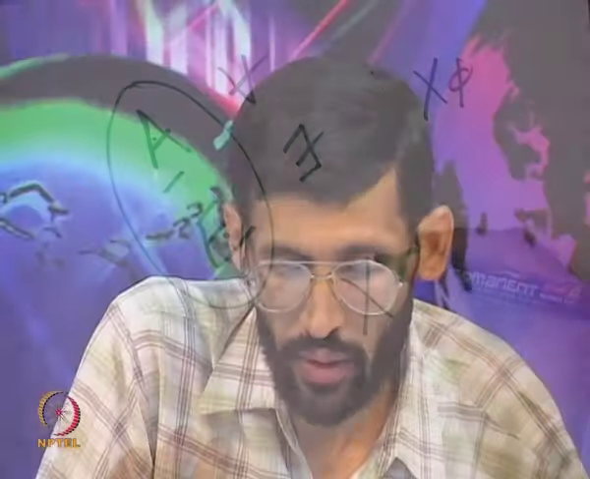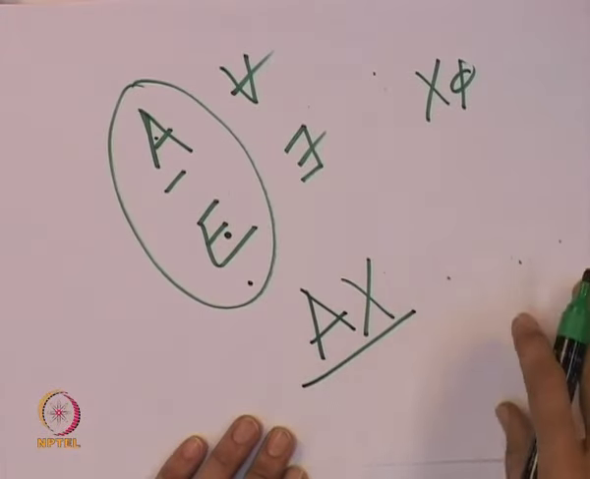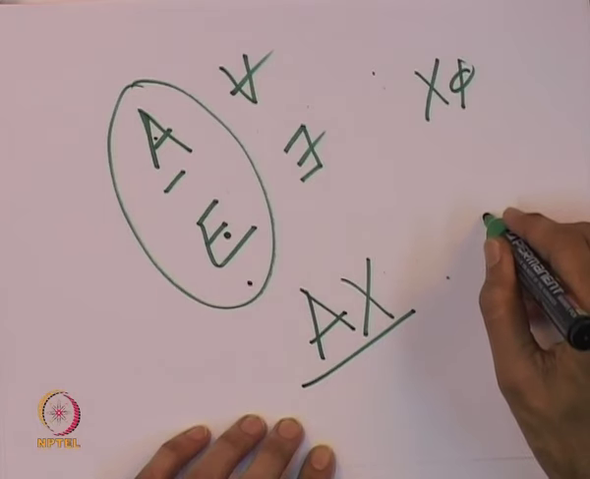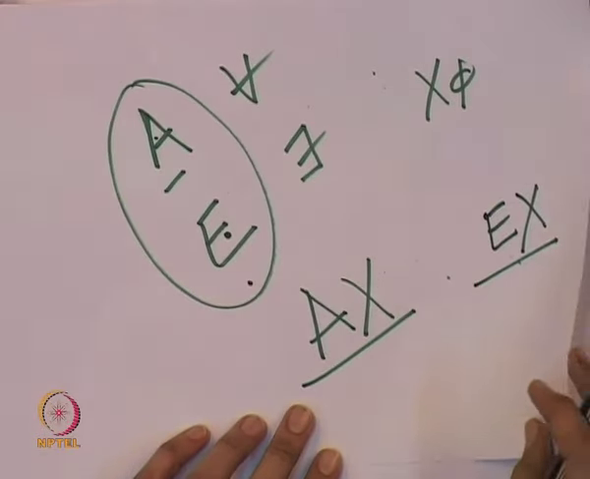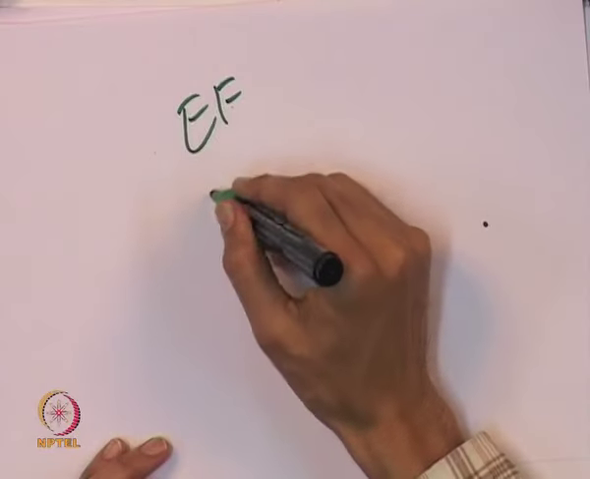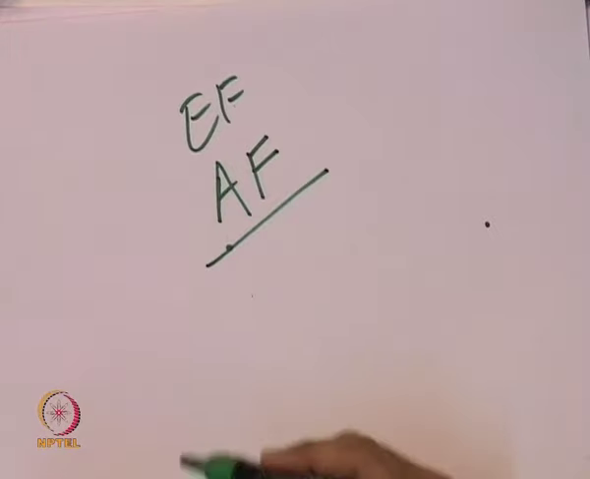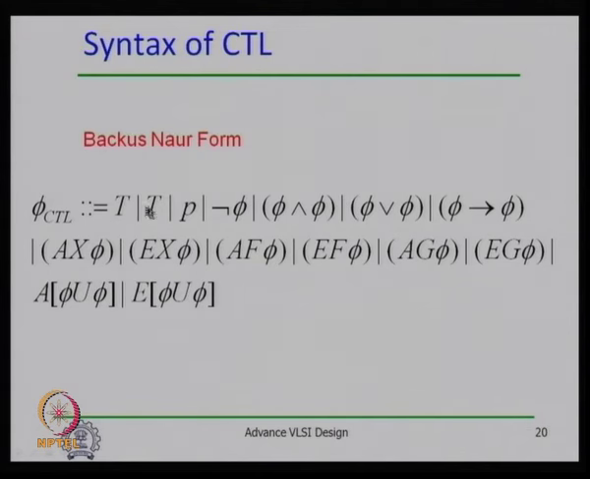If it should hold in all the next states, we associate A, or if it should hold in at least one of the next states, we define this as E X. In the same way, we can define if some formula holds sometime in the future in any of the paths, we define that as E F, or if it holds in all the paths, we define it as A F. So we can define this as tautology, or sorry, there must be negation here. So this is negation of tautology, or this can be a formula which is labeled on a particular state.